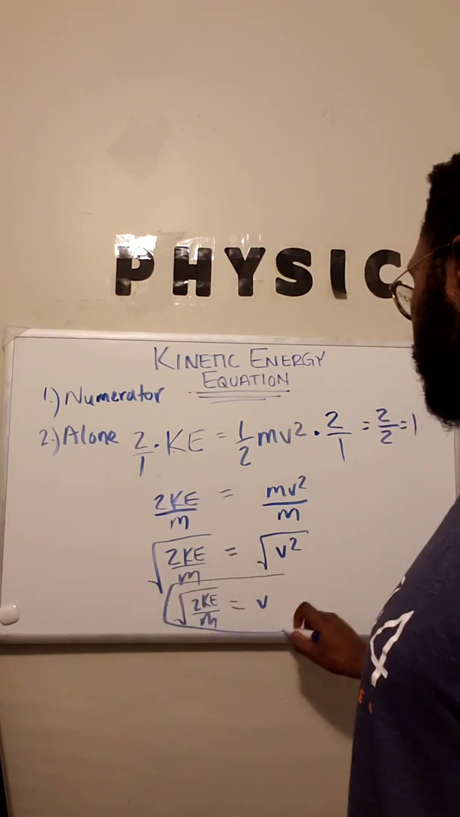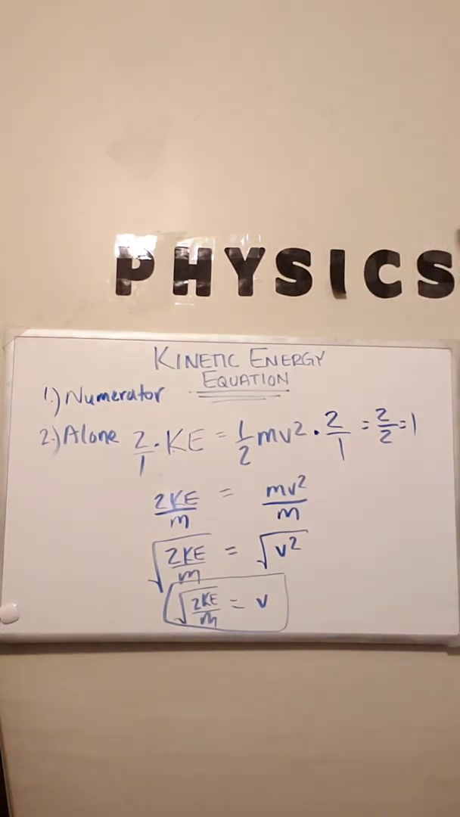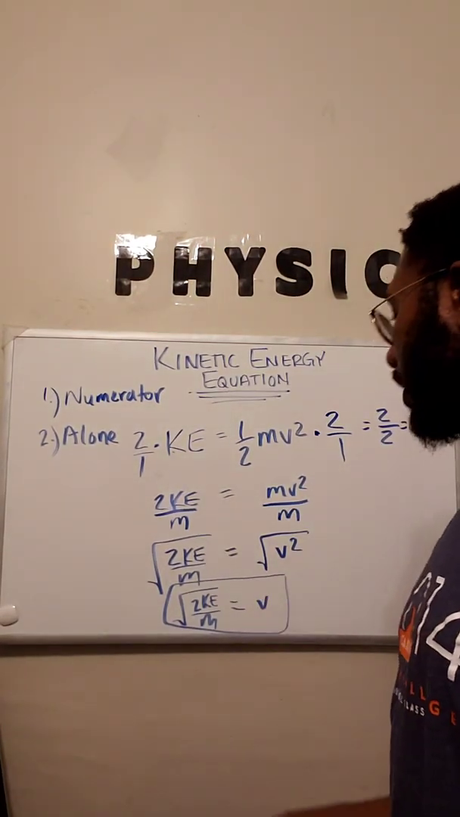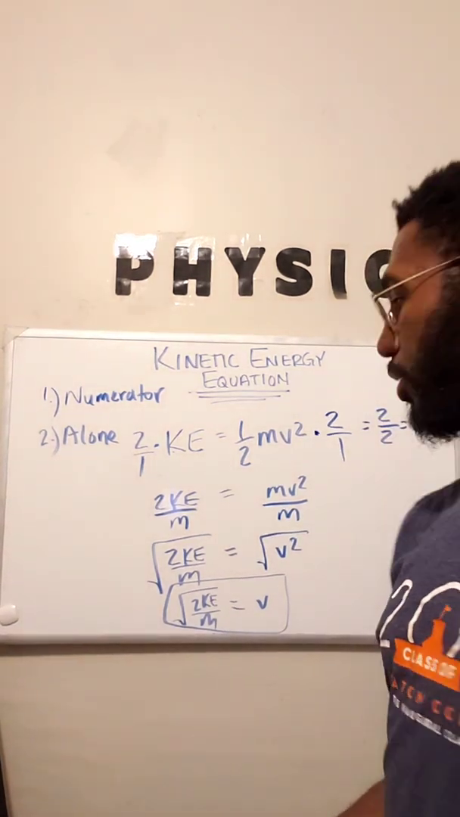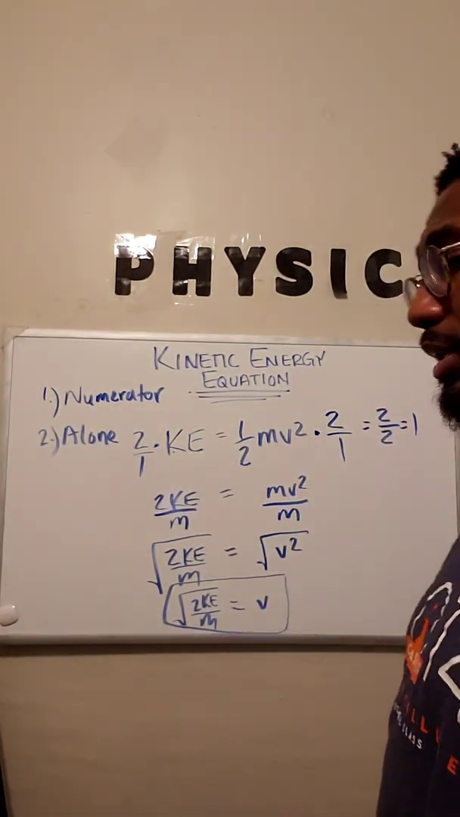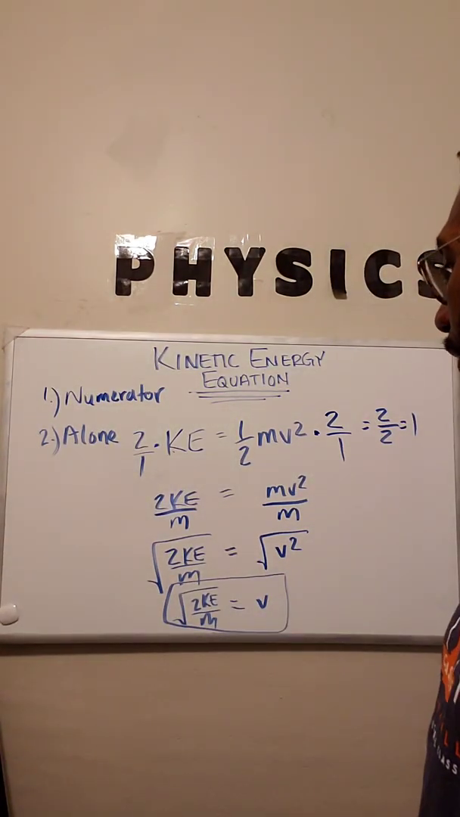All right? And that is our final answer. All right? So great job. Hopefully that clarifies some things for you all, how to manipulate and change the equation to find the velocity or to find the mass. All right. These are the ways you want to go about doing it.